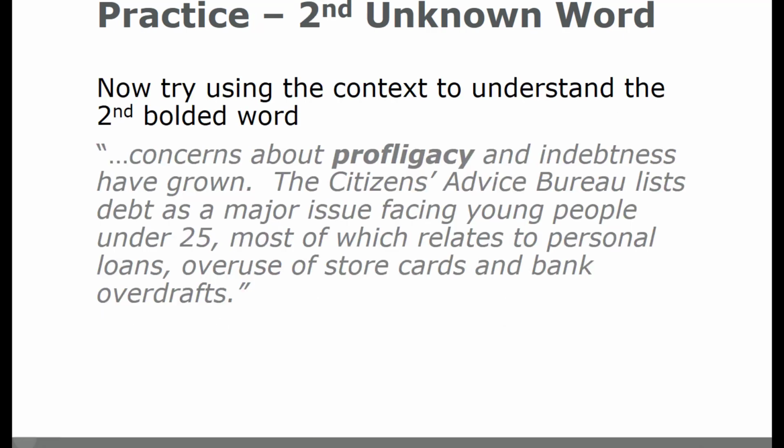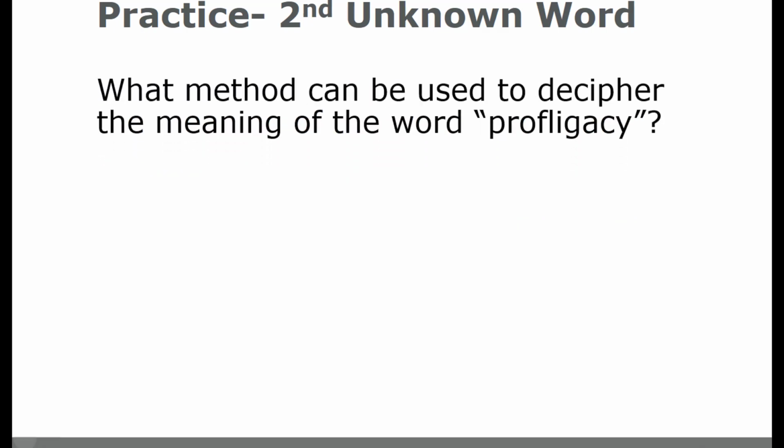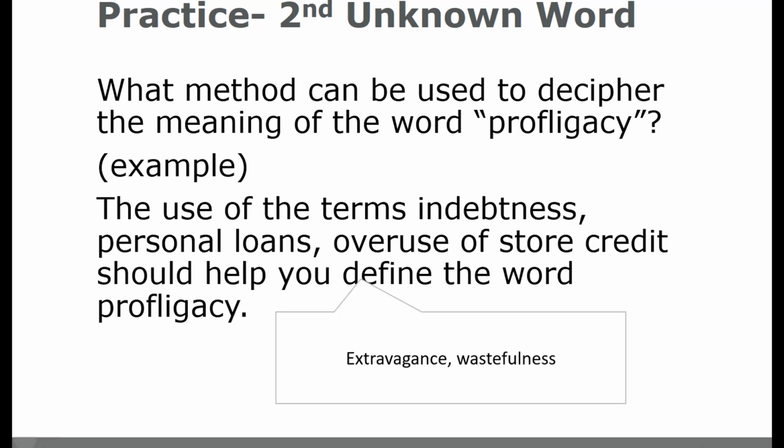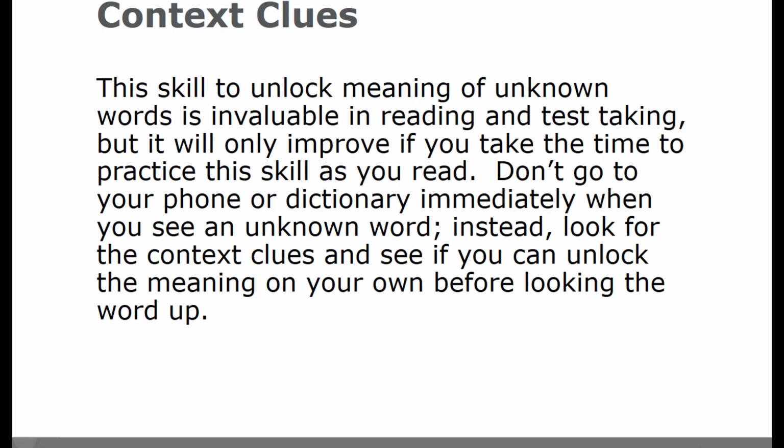The second unknown word is surrounded by the context. Concerns about prolificacy and indebtedness have grown. The Citizens Advice Bureau lists debt as a major issue facing young people under 25, most of which relates to personal loans, overuse of store credits, and bank overdrafts. Let's take a look at this one. What method can be used to decipher the meaning of the word prolificacy? The example comes from indebtedness, personal loans, overuse of store credit, and we come up with the idea that it's overspending, extravagant.